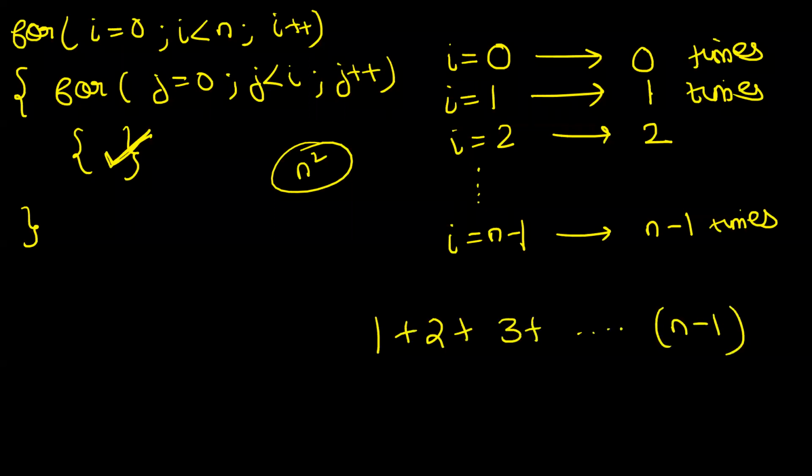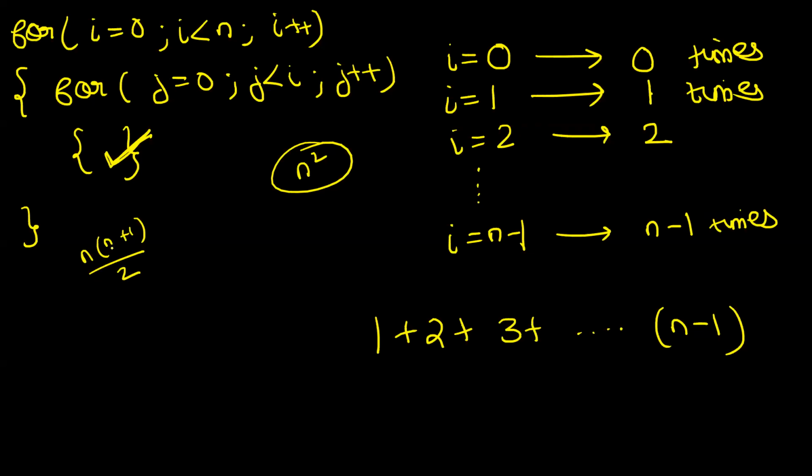Okay. And what is this, guys? This is the sum of the first n minus 1 natural numbers. Do you agree? This is the summation of the first n minus 1 natural numbers. So what is the formula for the sum of the first n natural numbers? This is the formula for the sum of the first n natural numbers, right?